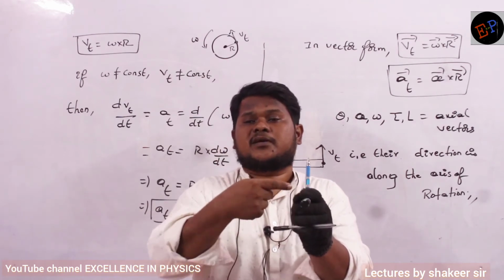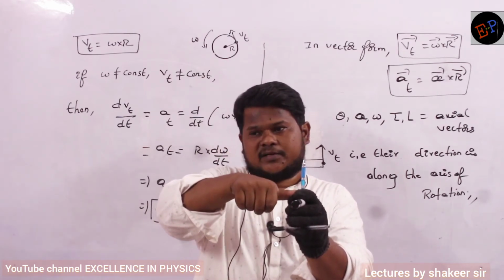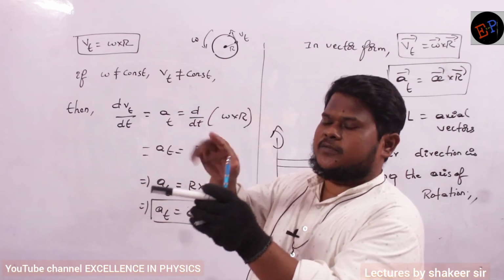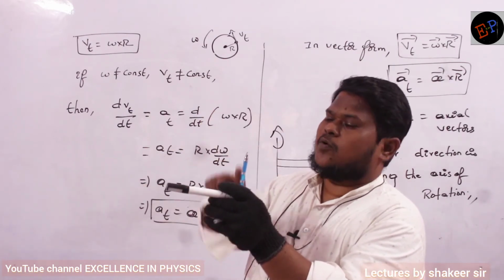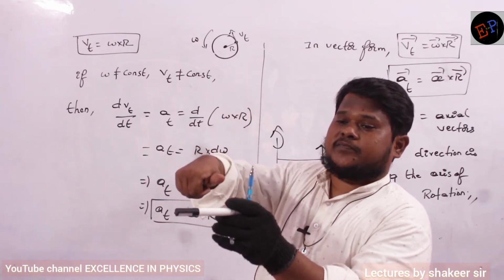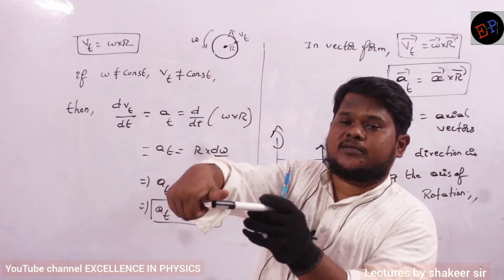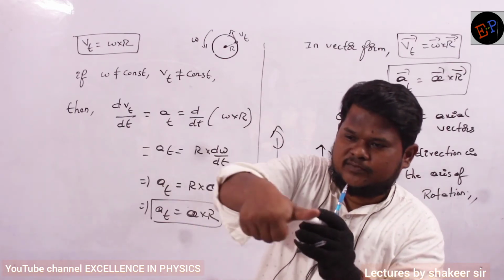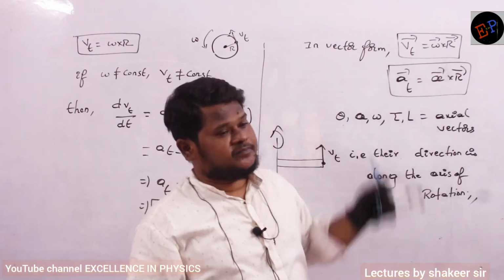This is the radius vector. Rotate towards the radius vector. Are you able to see? This is the axis of rotation, this is the radius vector. Omega dash cross r dash. What is the thumb direction? See the thumb direction. It is tangential only. That is the direction of Vt.